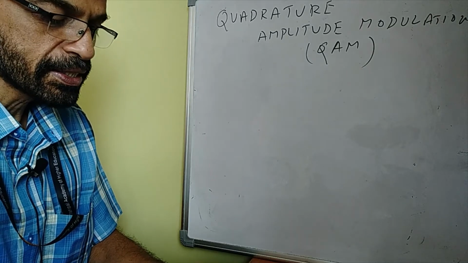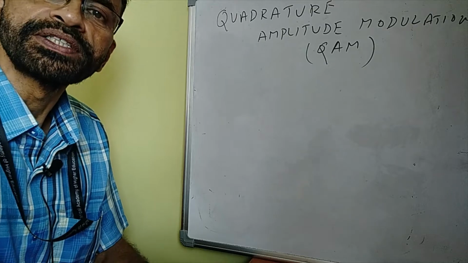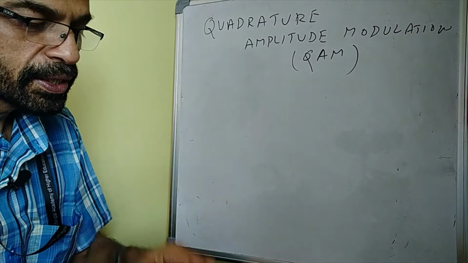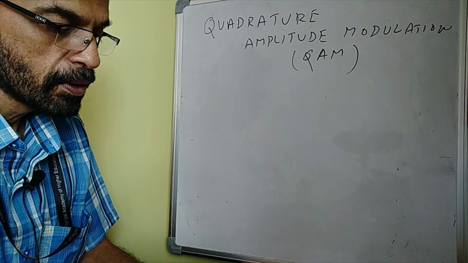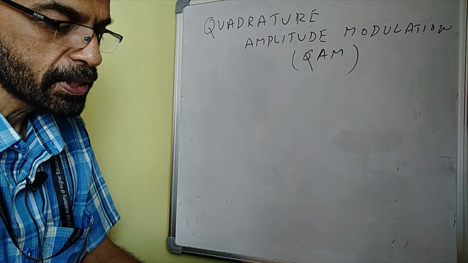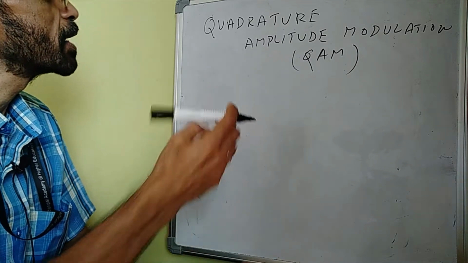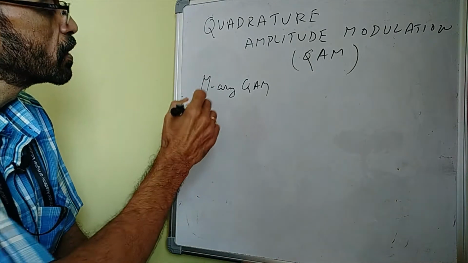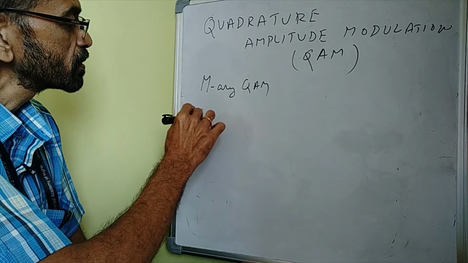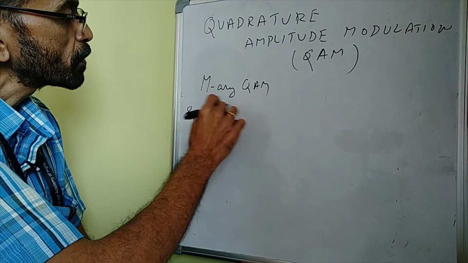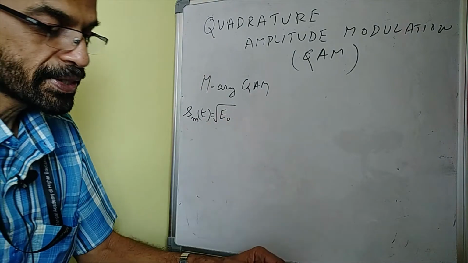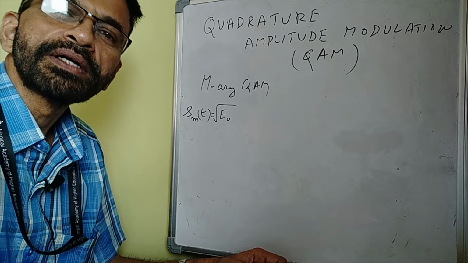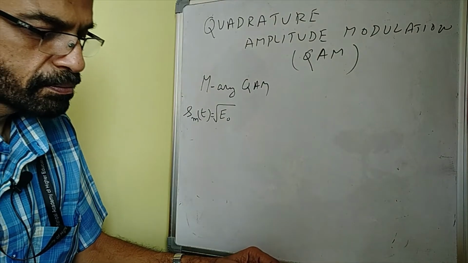Now, this is essentially a combination of amplitude modulation as well as phase modulation, and as it will be clear when we proceed with the discussion. So a typical M-ary QAM signal can be expressed like this: square root of E naught. So E naught here is an energy term. It's not exactly the symbol energy. It is an energy term, and its connection with the energy of the symbol will be discussed later.